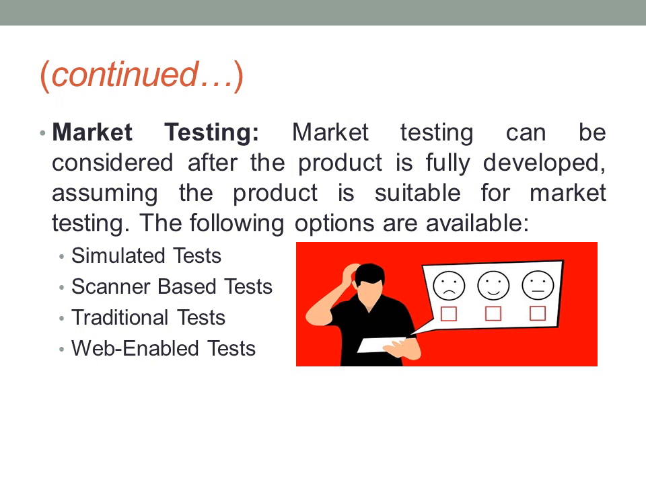describe elaborately here. So market testing, the first thing is that we have already some product ready for the purpose of being tested in the market, and usually we have 4 options there: simulated test, scanner based test, traditional test, web-enabled test. You should just keep these 4 types of test in your mind. You do not have to explain because all this explanation will be done in some other chapters, not now.